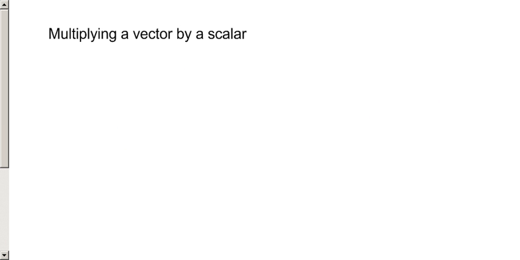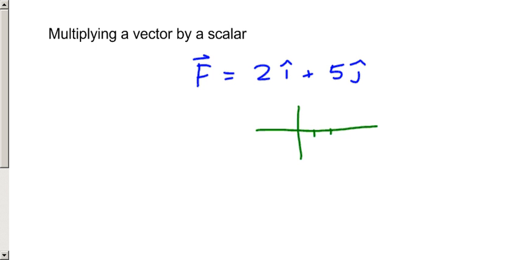Okay, what else can we do with vectors? So now we can add them numerically, and I already did this earlier, multiplying a vector by a scalar. So let's imagine that I have some vector, let's call it a force vector, which is 2I plus 5J. So it's some force. What does that force look like? Well, just to sketch it out, we've got 2 in the x, 5 in the y. So it's some vector that looks like that.